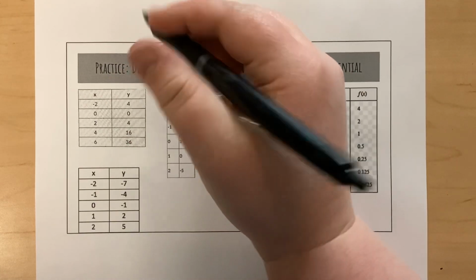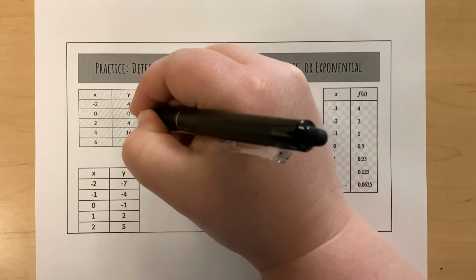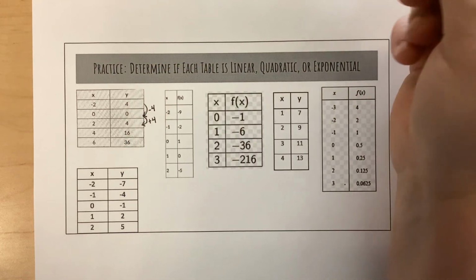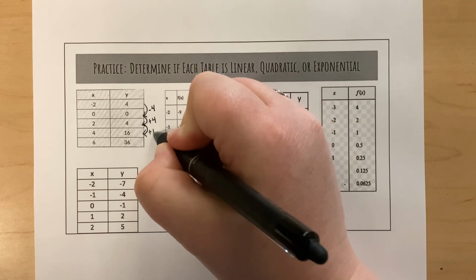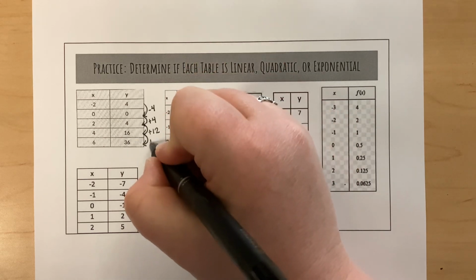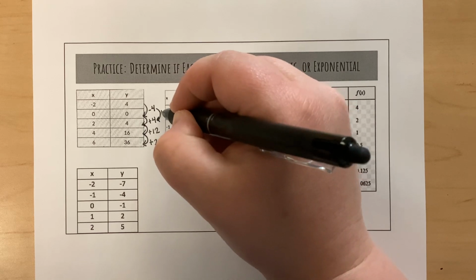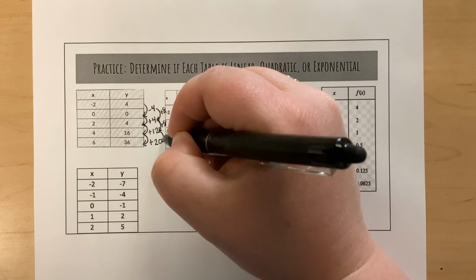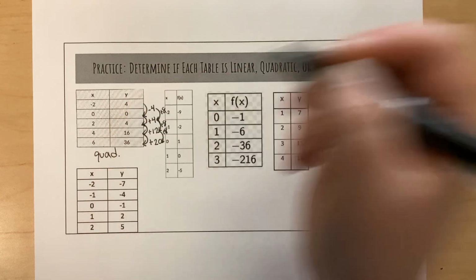So if I take a look here, to go from 4 to 0, I would have to subtract 4. But then to go from 0 to 4, I'd have to add 4. So that eliminates linear. This one cannot be linear. Then to go from 4 to 16, I would add 12. And to go from 16 to 36, I would add 20. So let's take a look at the second difference. From here to here, I have to add 8. From here to here, I have to add 8. And from here to here, I have to add 8. This first one is quadratic.